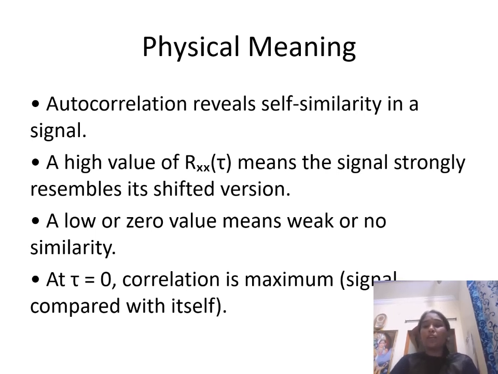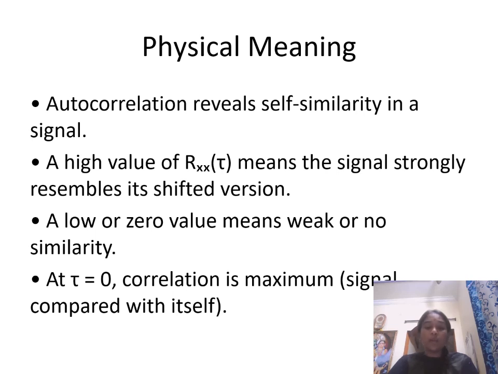The physical meaning of autocorrelation is quite intuitive. When tau equals 0, the signal is compared with itself, so the correlation has its maximum value. This means Rxx of 0 represents the total energy for an energy signal or the average power. As tau increases, the overlap between x of t and x of t plus tau changes. If the signal is periodic, the autocorrelation will also be periodic, repeating the same pattern. If the signal is random, the autocorrelation quickly decreases and tends to zero for large tau.